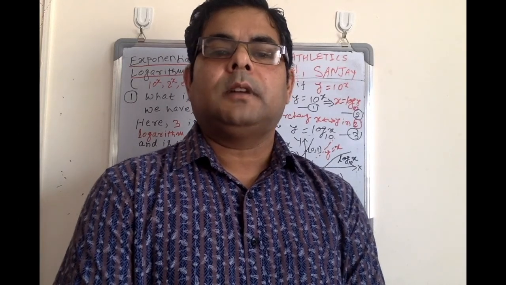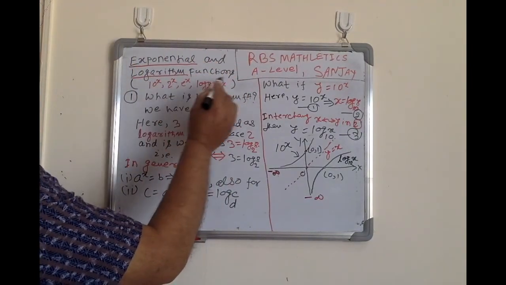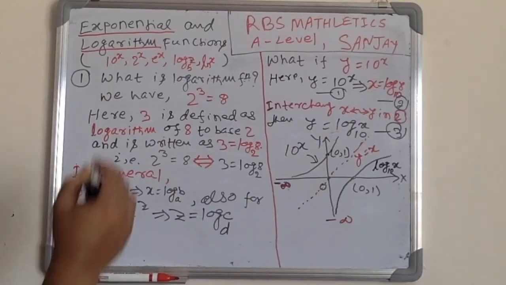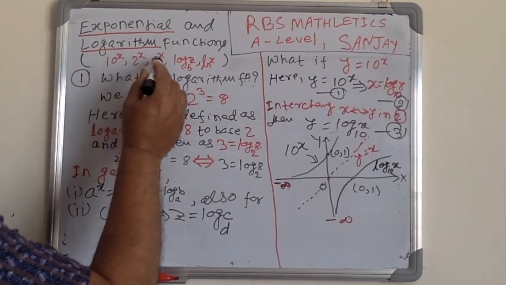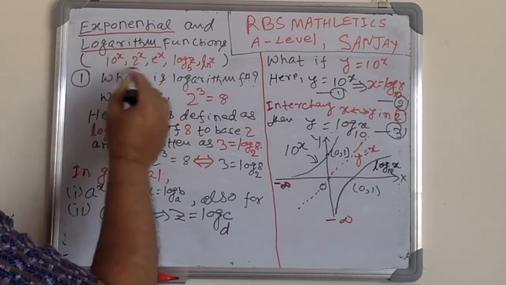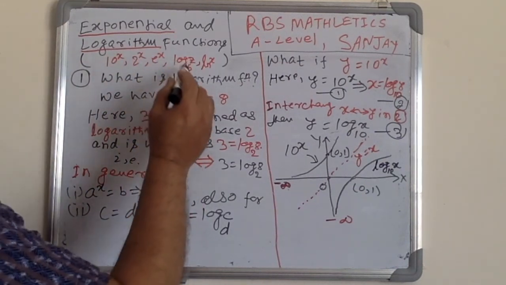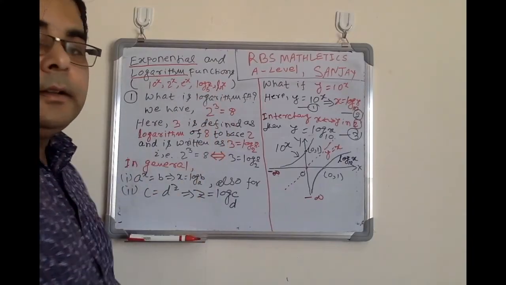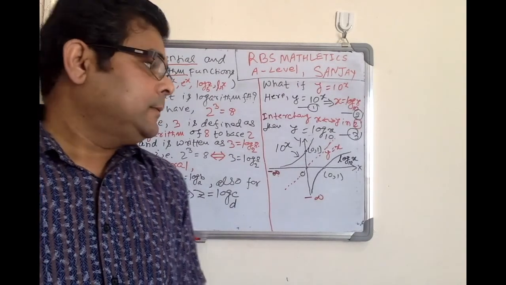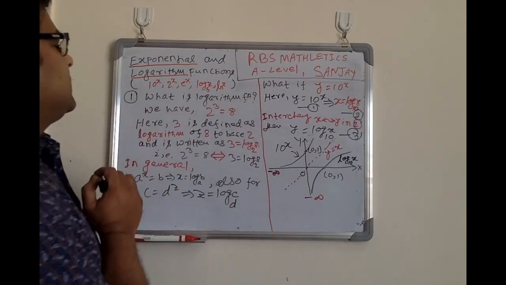Welcome to my class on exponential and logarithm functions. In this case, you can see this is 10 to the power x, 2 to the power x, e to the power x. These are called the exponential functions. And if you write some function or number in terms of log, that is called the logarithm function. Now we can see what is logarithm function.